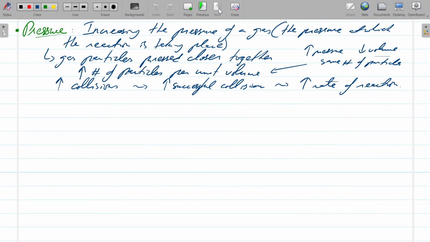And right, pressure is also increasing the number of particles within that space, and so you got more particles, or in fact not more particles, right, the same number of particles in a lesser volume. That would increase the number of collisions taking place, hopefully increasing the number of successful collisions, thereby increasing the rate of the reaction. Today we'll continue from there and talk about how temperature affects the rate of reaction.